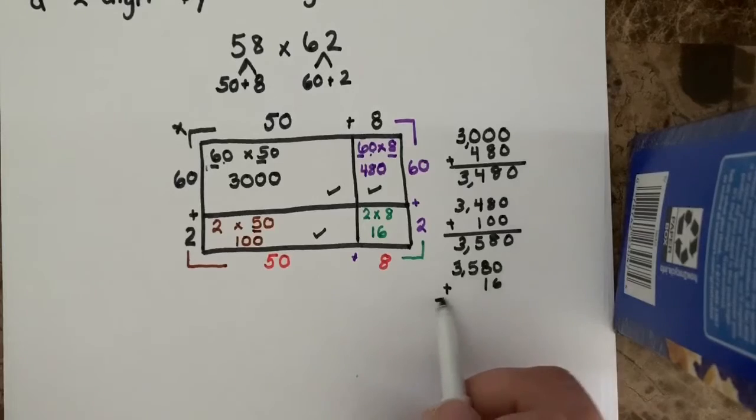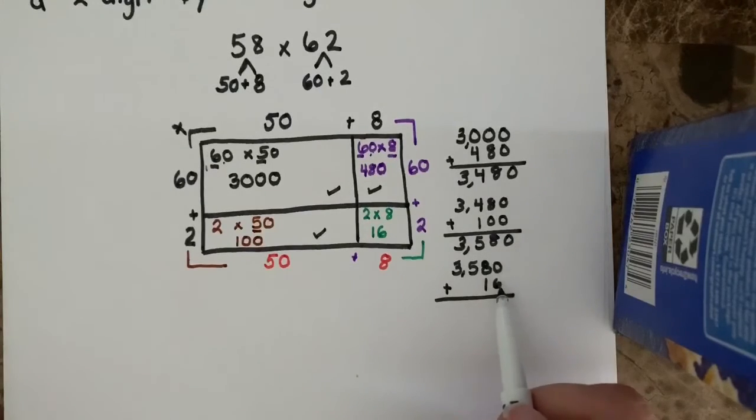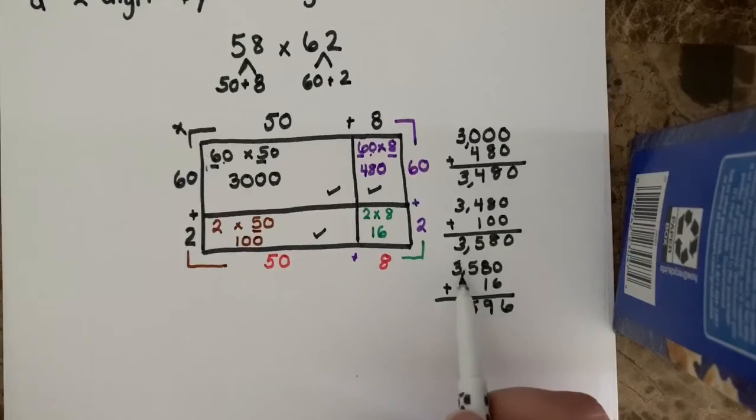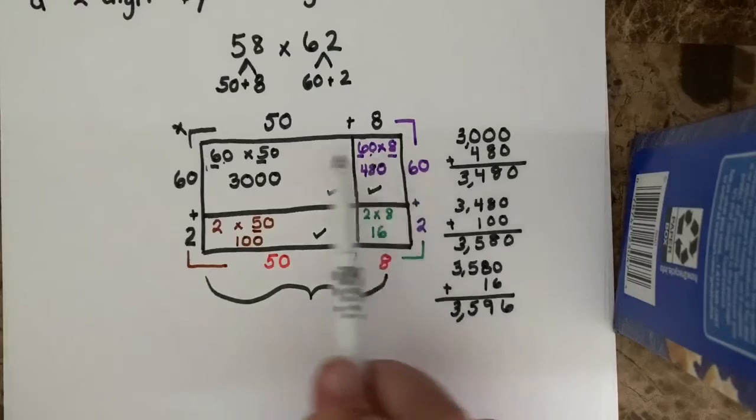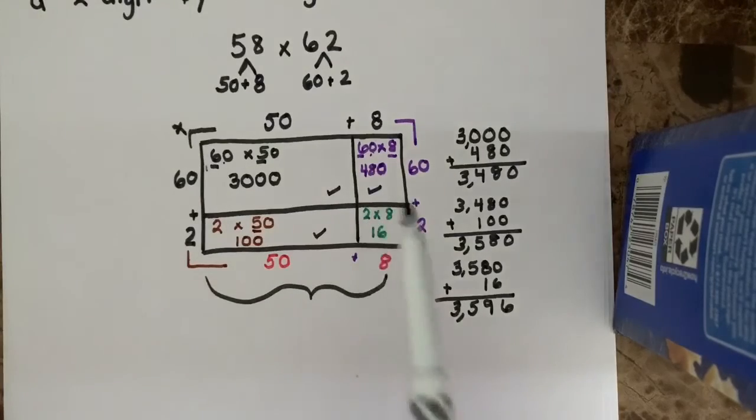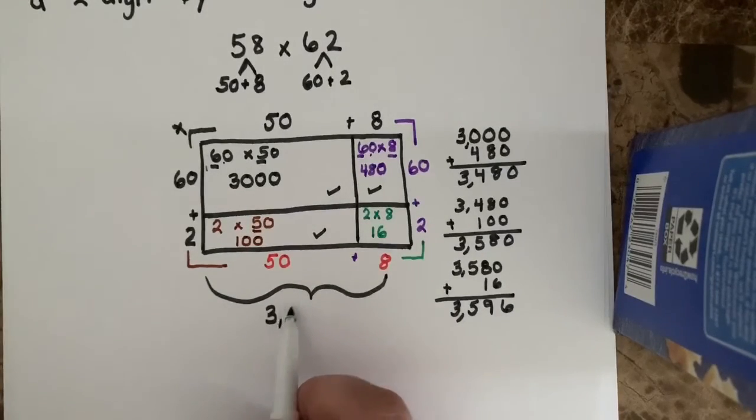plus 16. So I'm going to do 0 ones and 6 ones is 6, 8 tens and 1 ten is 9 tens, 5 hundreds plus 0 hundreds is 500, and 3,000 plus 0 is 3,000. So my final answer, when I add all of my partial products together, is going to be 3,596.